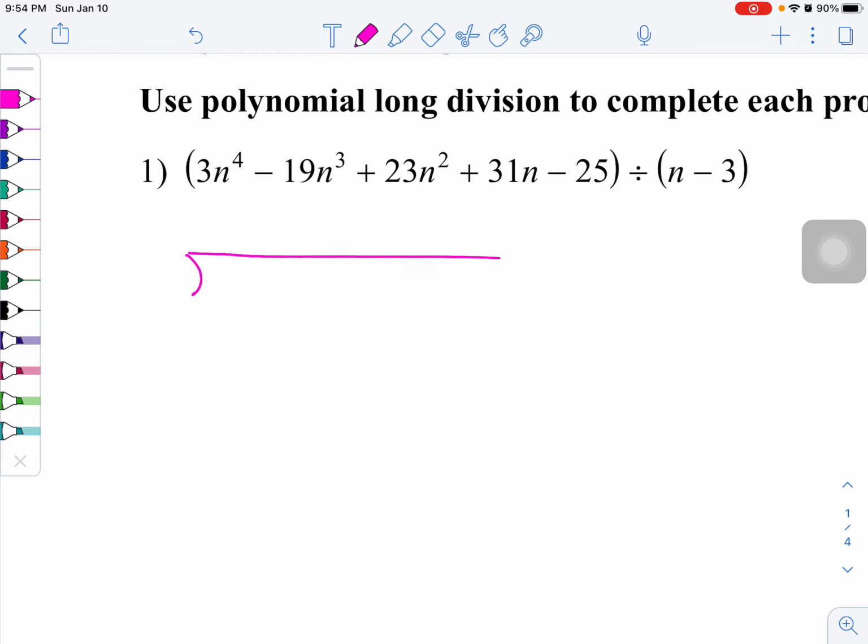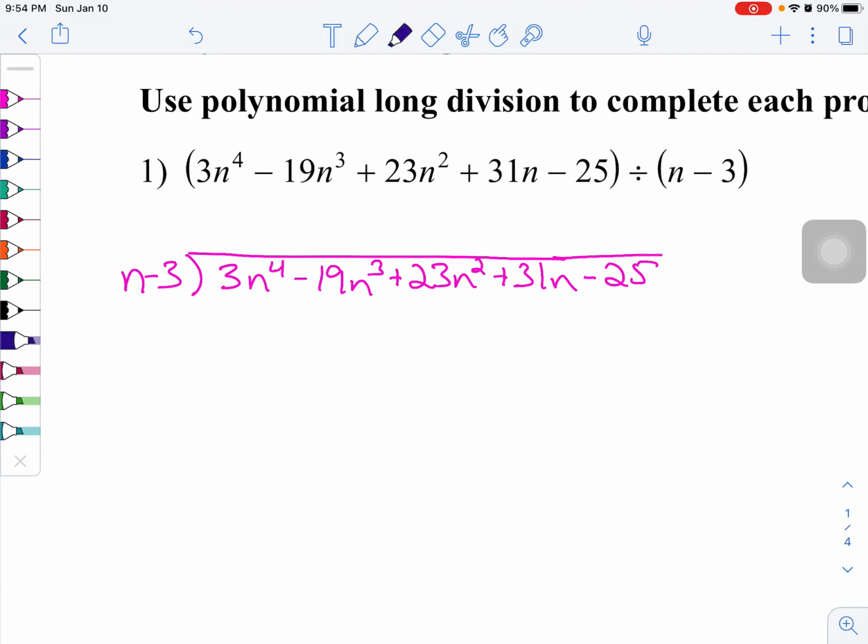So I'm going to set this up as a division problem here. And I write large, so I'm going to try and give myself room here. So 3n to the 4th minus 19n cubed plus 23n squared plus 31n. I knew I was going to run out of room there, minus 25. All right, so this is where we're going to start our process.